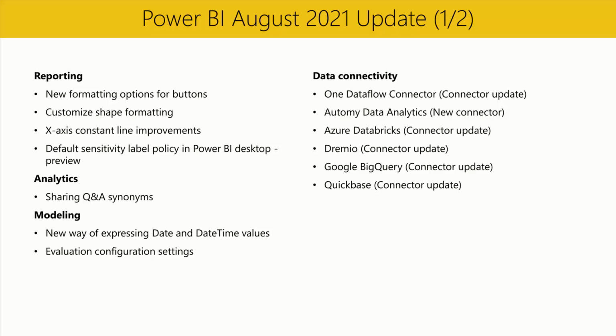Next, we're excited to announce the release of the Automy Data Analytics connector by Ace Royalty. Automy provides integrated software and data solutions for process automation. The Automy connector for Power BI enables you to combine multiple data from workflows and processes into a single data layer on demand without copying or moving data. The connector can be found in the Online Services category of the Get Data dialog.